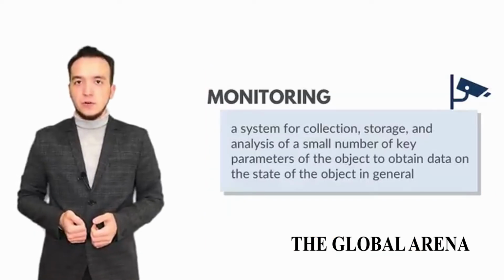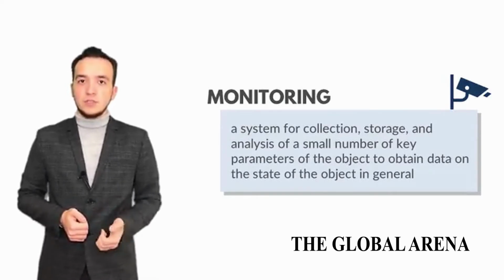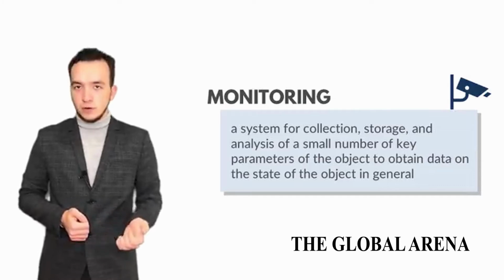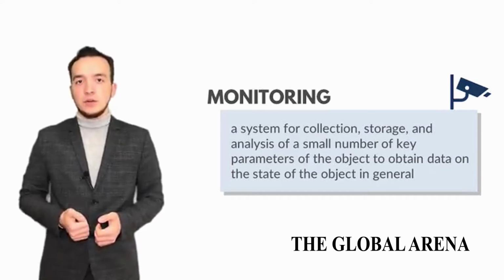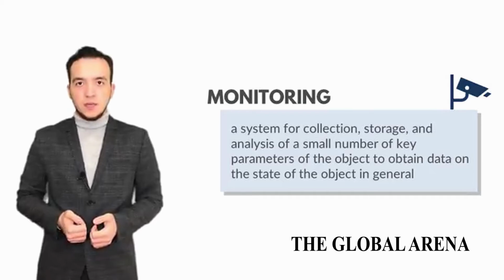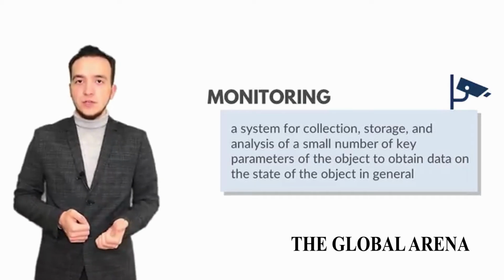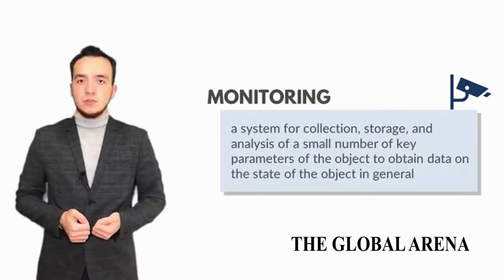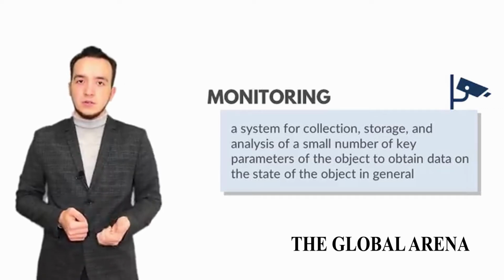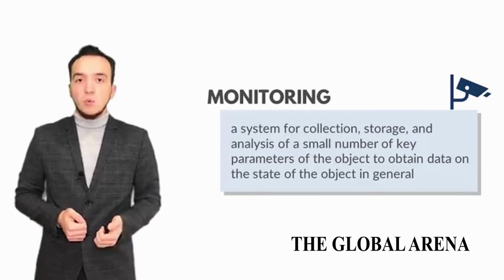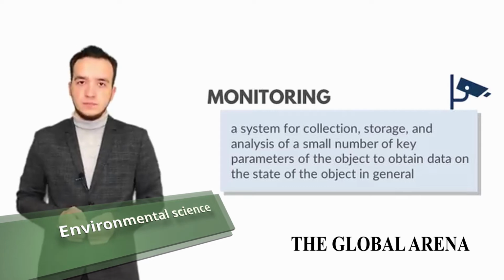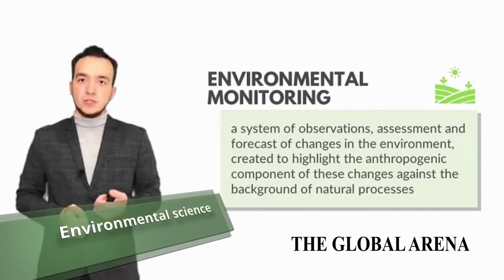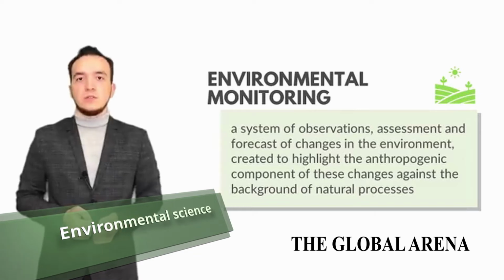After centuries, the term monitoring appeared. Monitoring is a system for collection, storage and analysis of a small number of key parameters of the object to obtain data on the state of the object in general. Human activities, and in particular the energy industry, have a significant impact on natural processes. Without constant observation, it is difficult to say what consequences this influence leads to, and it is difficult to control it. For this reason, there is a special type of monitoring, environmental monitoring.